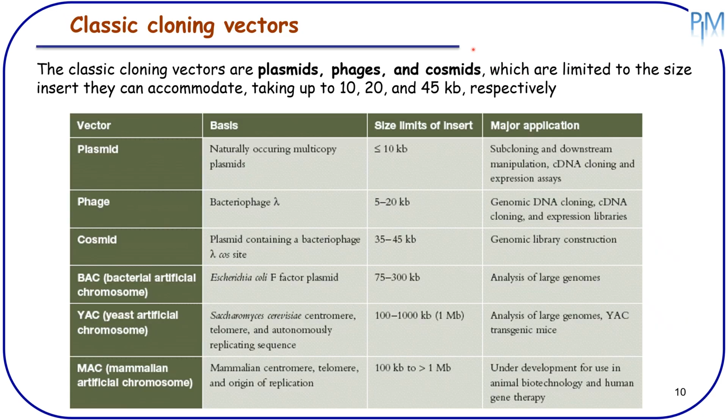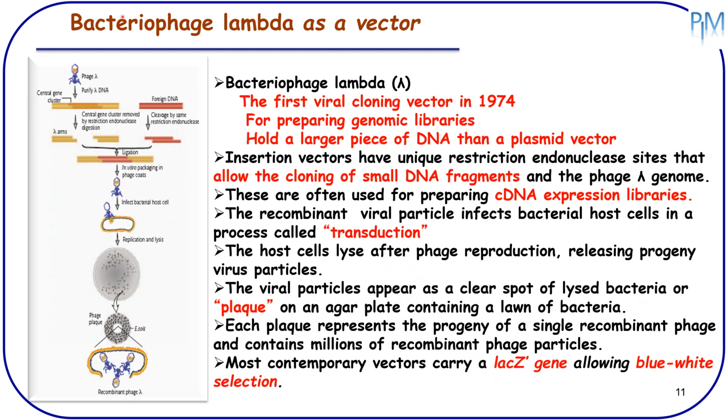A few examples of the classic cloning vectors. Did you know that there are different types of classic cloning vectors like plasmids, phages, and cosmids? However, their insert size capacity varies and is limited. Plasmids can hold up to 10 kb, phages up to 20 kb, and cosmids up to 45 kb. Please check out the following table below that shows the corresponding insert size limit of each vector, for your reference. Can we use bacteriophage lambda as a vector?